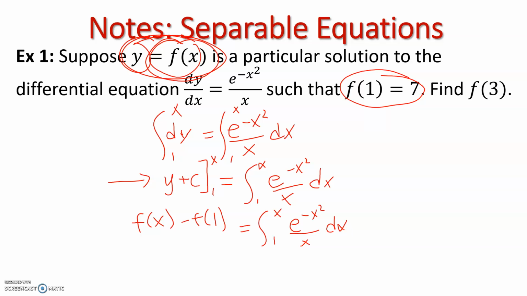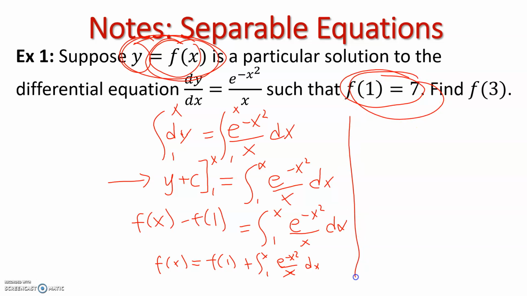Now, if we want to solve this for f of x, we will move the f of 1 to the right-hand side. So this becomes f of x is equal to f of 1 plus the integral from 1 to x of e to the negative x squared over x dx. Now, we know that f of 1 is 7. So we can see then that f of x is equal to 7 plus the integral from 1 to x of e to the negative x squared over x dx.